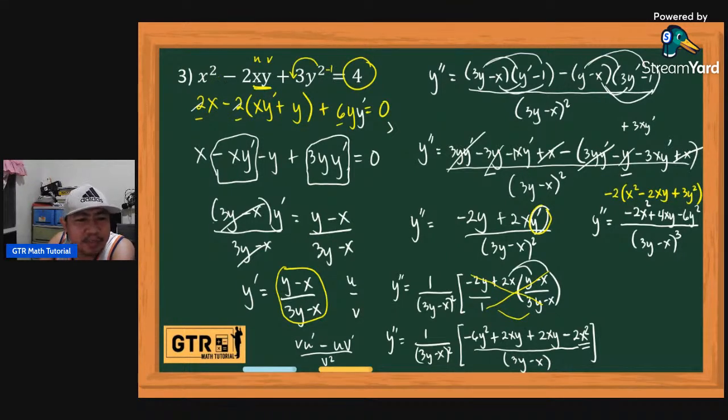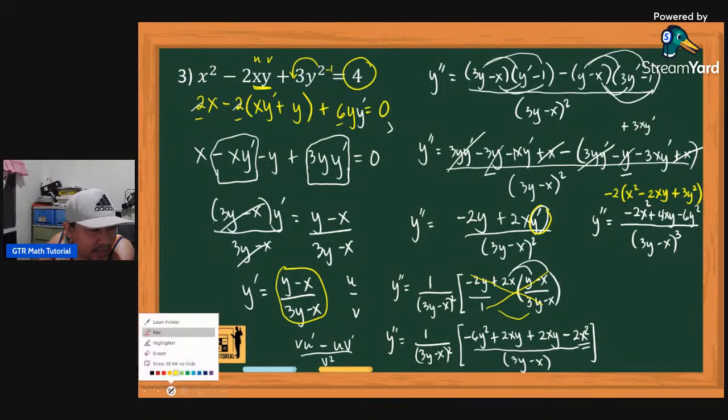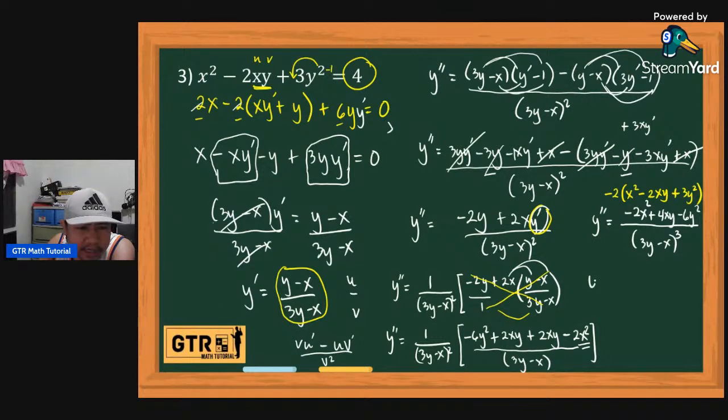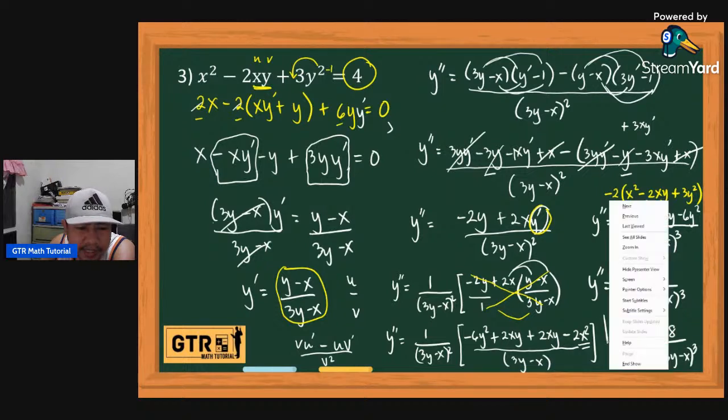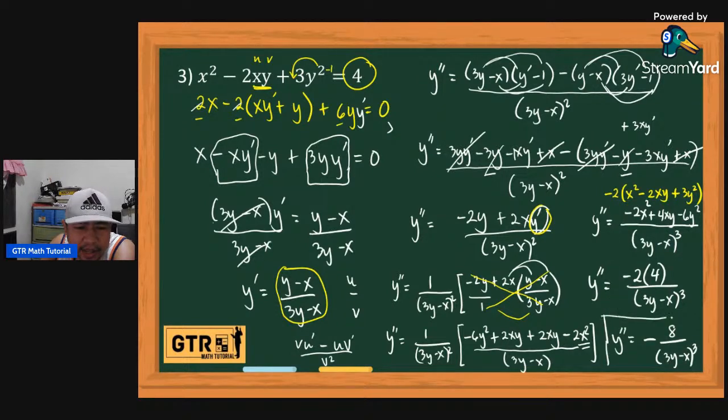So therefore we can substitute. The final answer, the second derivative, is equal to, just copy negative 2, but the value of x squared minus 2xy plus 3y squared based on the given is equal to 4. So we have negative 2 times 4 over 3y minus x cubed. Therefore, the final answer is the second derivative is negative 8 over 3y minus x cubed. So this is the final answer.